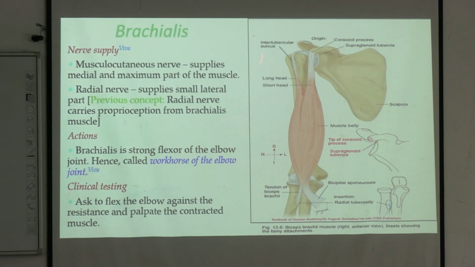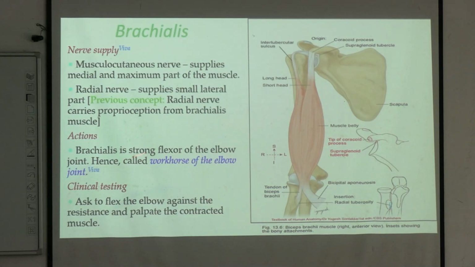Nerve supply is the musculocutaneous nerve, which supplies the medial and maximum part of the muscle, and the radial nerve supplies a small lateral part. That's why the radial nerve carries the proprioception from the brachialis muscle. That's why it is a composite muscle, supplied by two nerves.